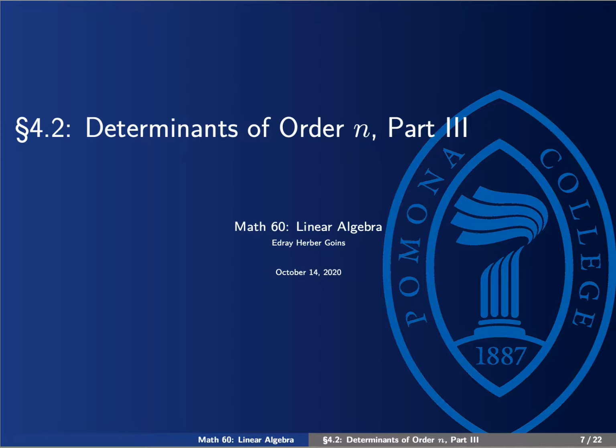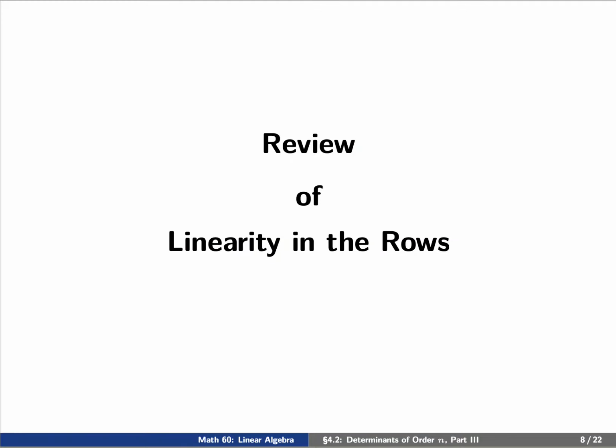Today we'd like to discuss the third part in our three-part discussion on determinants of order n. But first, let's review some ideas from before. We'd like to discuss what's called linearity in the rows.